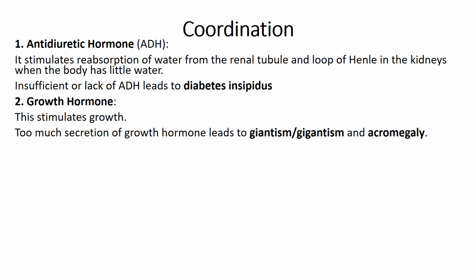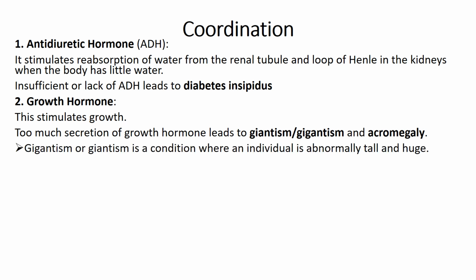So if there's too much secretion of a growth hormone, a person may suffer what is called giantism or gigantism and acromegaly. Okay, so what is giantism and what is acromegaly? Giantism or gigantism is a condition where an individual is abnormally tall and huge. In short, a person is a giant. So if a person is a giant, it means the pituitary gland is secreting a lot of growth hormone. So this is the condition someone is going to suffer.